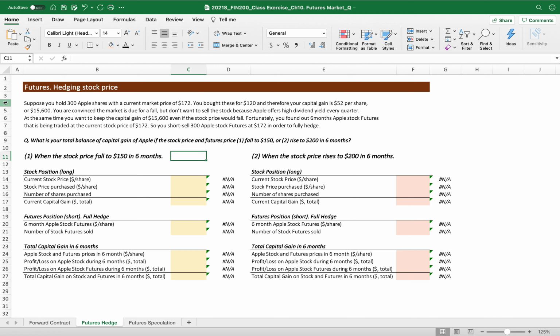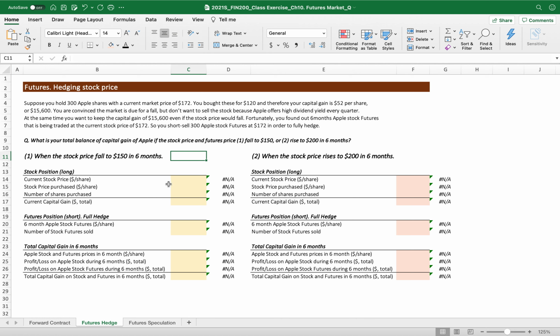Fortunately, you found 6-month Apple stock futures that are being traded at the current stock price of 172. You want to hedge with this. So you should sell 300 Apple stock futures at 172 in order to fully hedge it. Then you purchase the short Apple futures, 300 Apple futures.